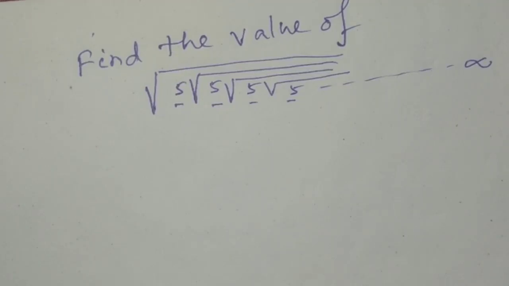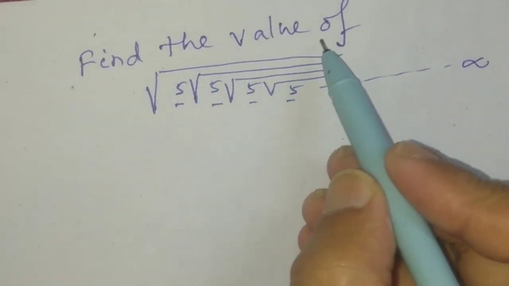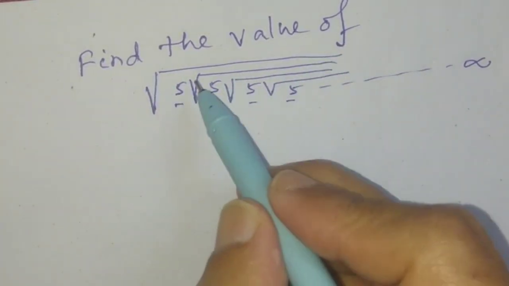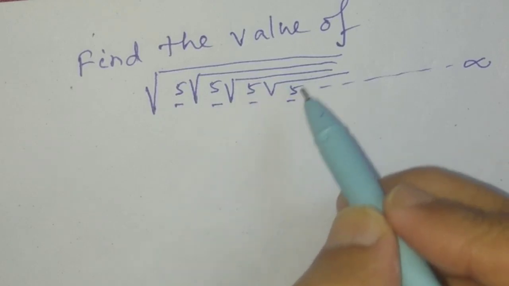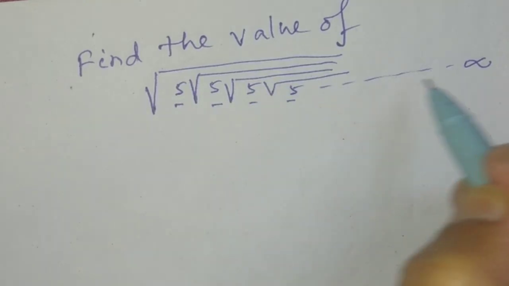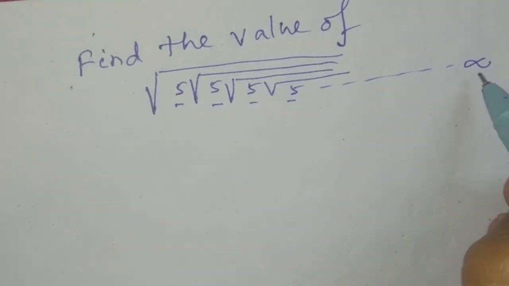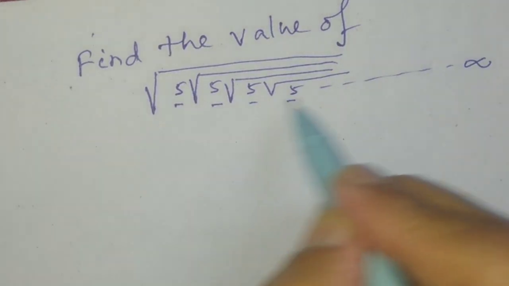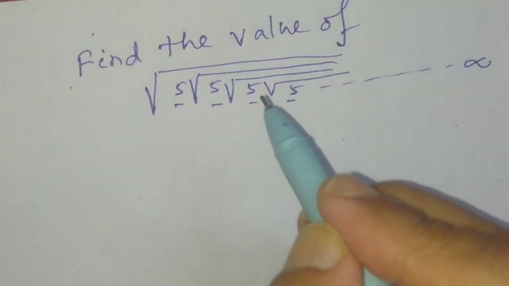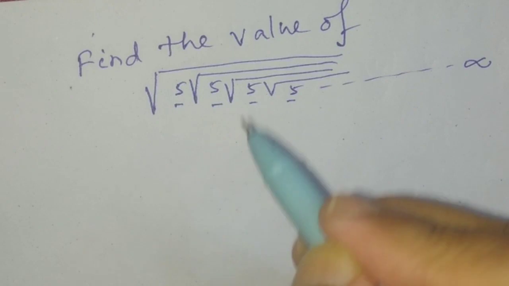Today we will discuss some tricky questions which are readily available in competitive examinations. Find the value of root 5, root 5, root 5, root 5, up to infinity. What is its answer? You can answer it within a few seconds.